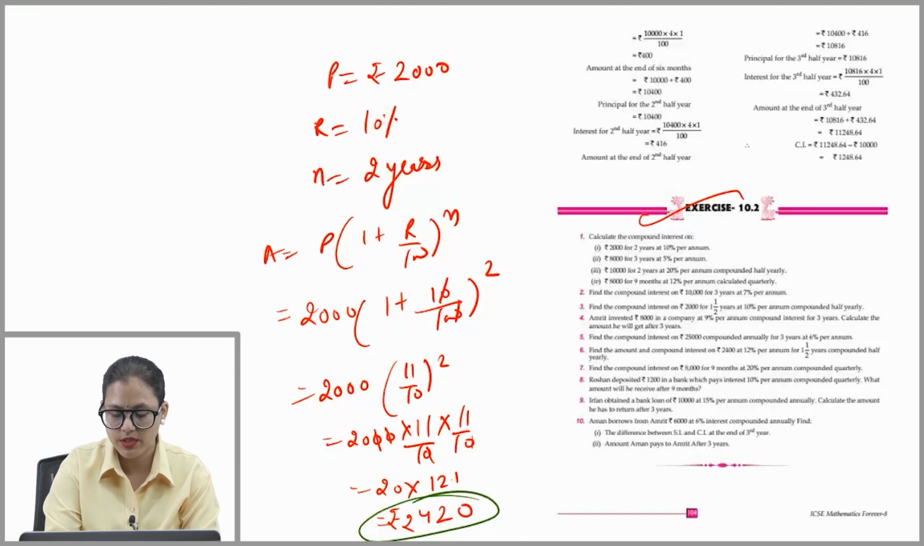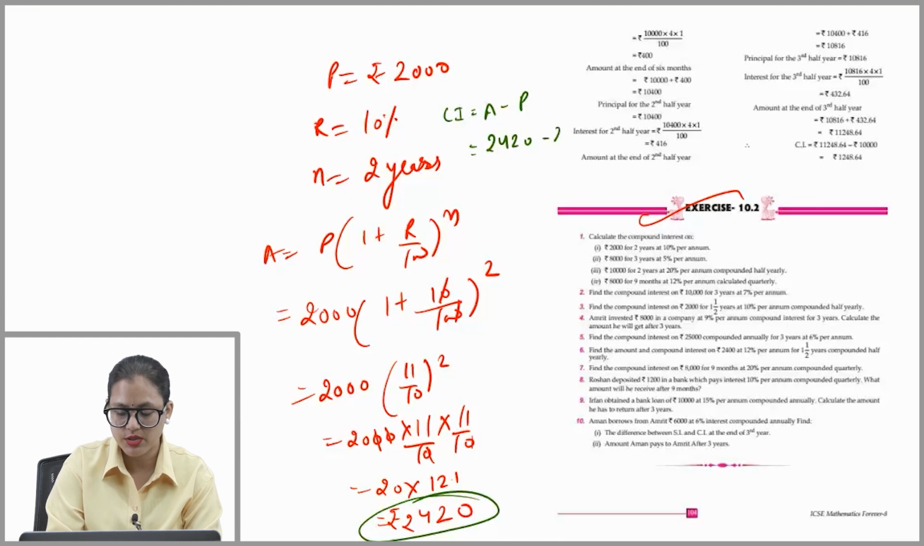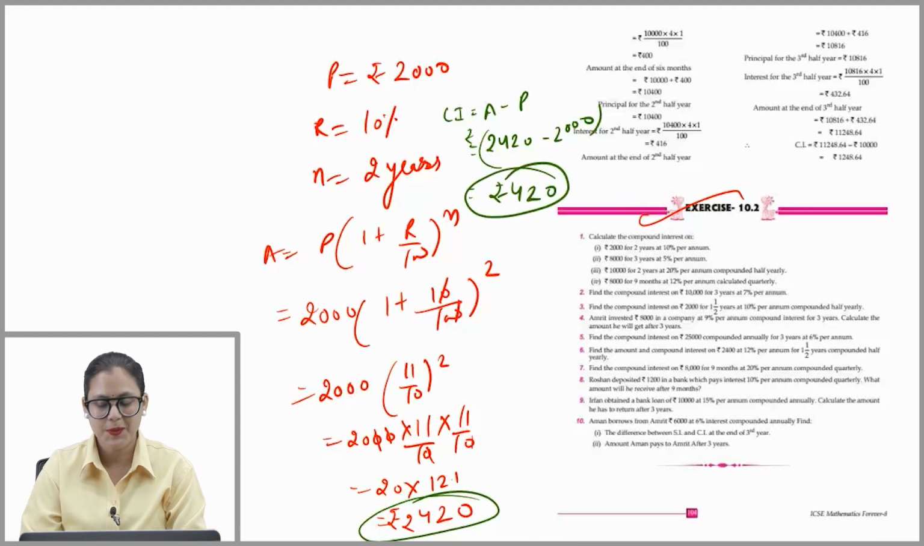Now we have to find out the compound interest. Compound interest is amount minus principal. That is 2420 minus 2000 rupees. Rupees 420. This is the compound interest. Okay.